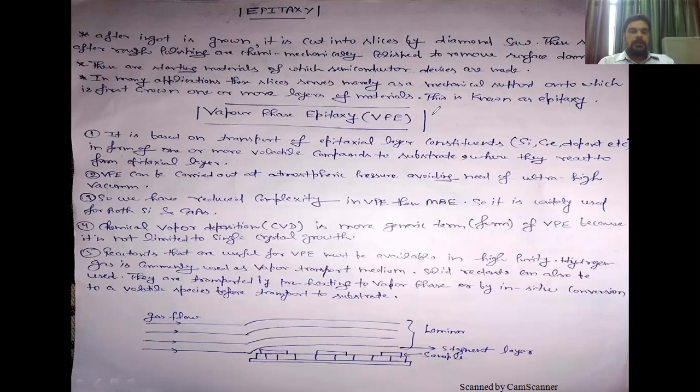Okay, so we can say that CVD is basically the generic term of vapor phase epitaxy. Now, whatever reactants we use for vapor phase epitaxy, they must be available in ultra high purity form. Hydrogen gas is basically used as a vapor transport medium. In this gas flow, hydrogen gas is being used as a carrier, and onto this carrier some constituents are placed in the vapor phase, and these are transported.